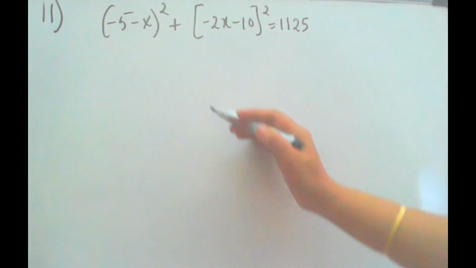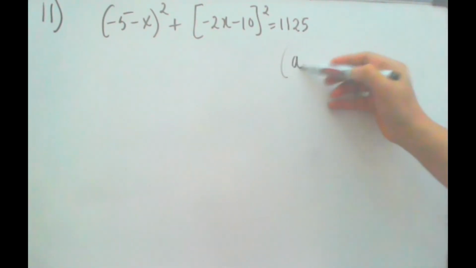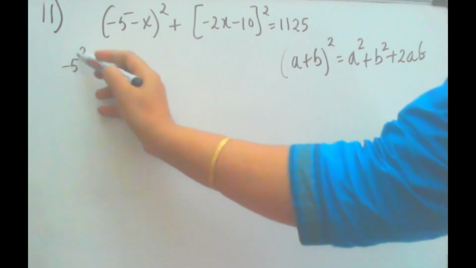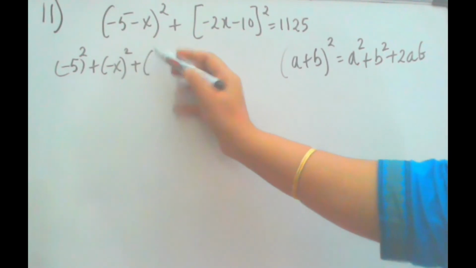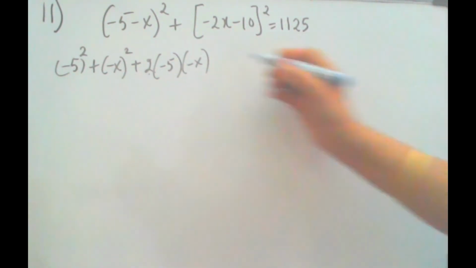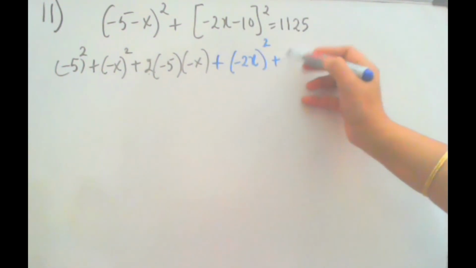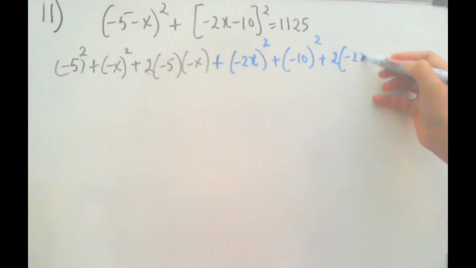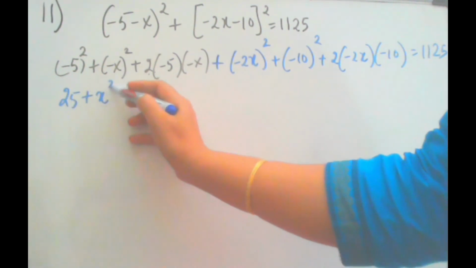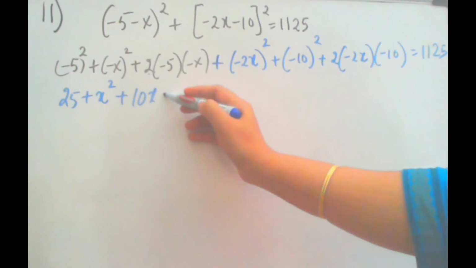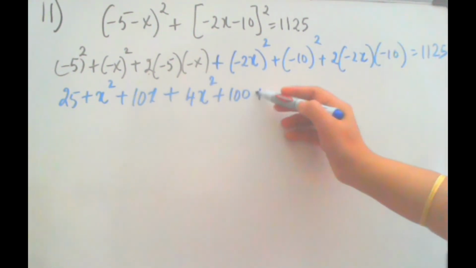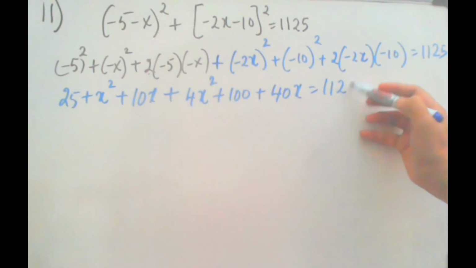So we will expand this using (a + b)² = a² + b² + 2ab. So (-5)² + (-x)² + 2ab, plus the second term (-2x)² + (-10)² + 2ab, equals 1125. So this is 25 + x² + 10x, plus (-2x)² becomes 4x², plus (-10)² becomes 100, plus 2 times 4 times 10 is 40x, equals 1125.